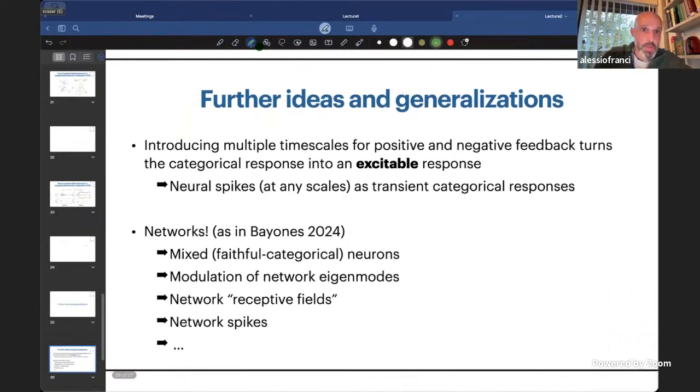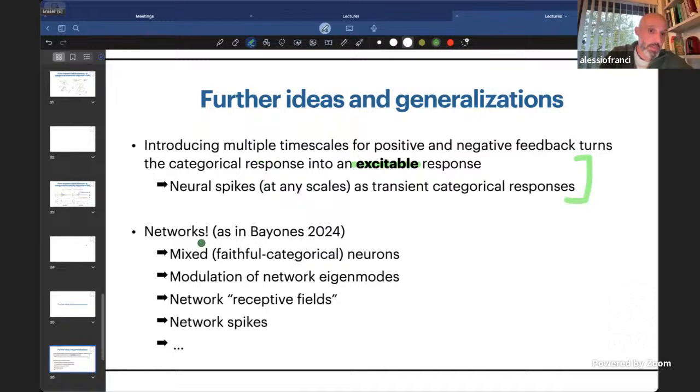Okay, something that I just briefly mentioned is the fact that once you have mixed feedback, so this transition from faithful to categorical, and you introduce multiple time scales, you immediately get spikes. So again, this is to say that spikes, not at the neuron level but at any level, are probably something much more universal than we imagine if we think in a linear fashion. And I think what we are discovering in Roman's data points to the fact that this might be the case.